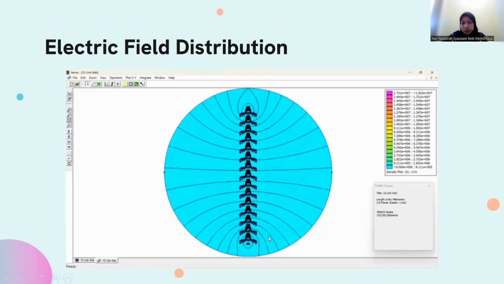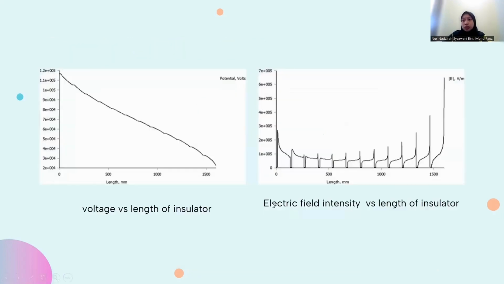As we mentioned, the blue color represents the low electrical field intensity, ranging from 0 volt per meter until 9.111 × 10^5 volt per meter. Also, in this condition, we come out with two graphs: voltage versus length of insulator and electric field intensity versus length of insulator.